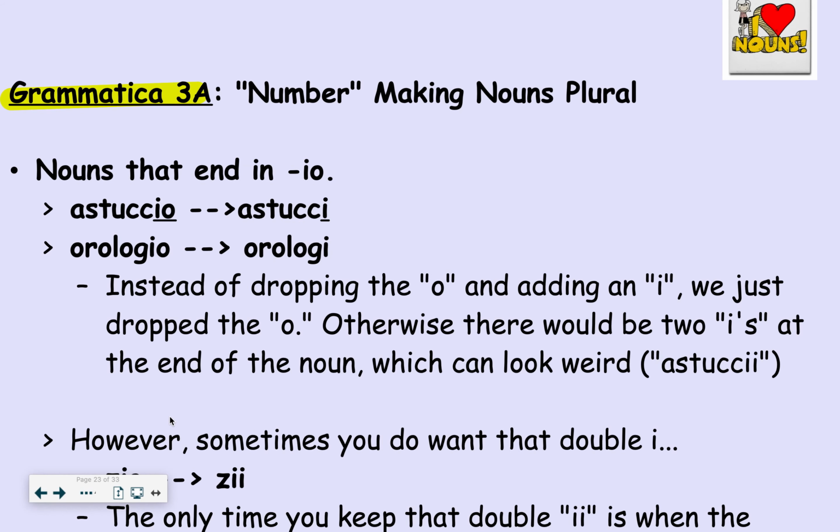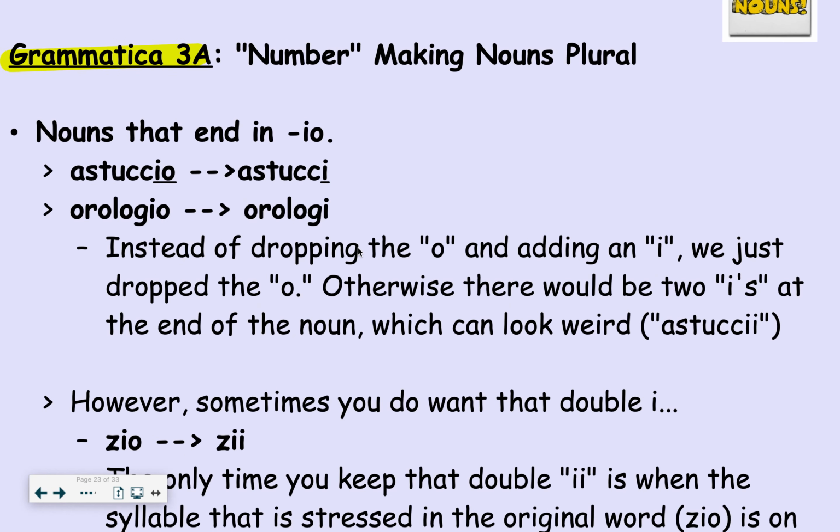So the first category are nouns that end with the letters I, O, io. If we look at a couple of examples in vocabulary 8, classroom objects, we see astuccio, which means pencil case, and orologio, which means clock or clocks. So when they change to plural, they end with the letter I because they're masculine singular, and when they're masculine plural, the O changes to an I. But notice, if you look in greater detail, that we didn't actually change the O to I. We just dropped the O.